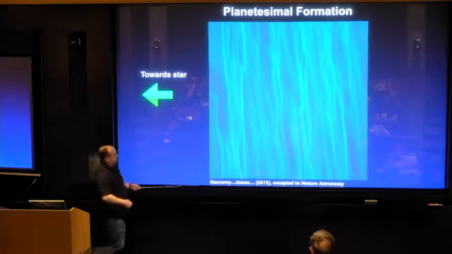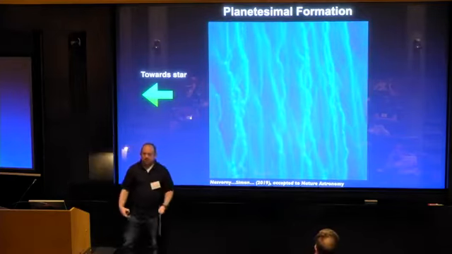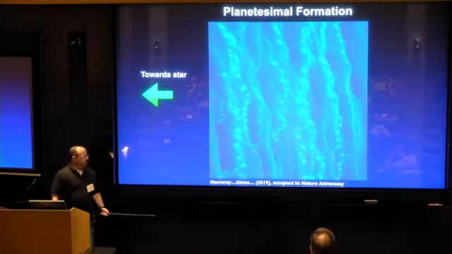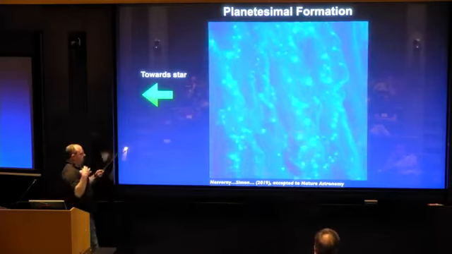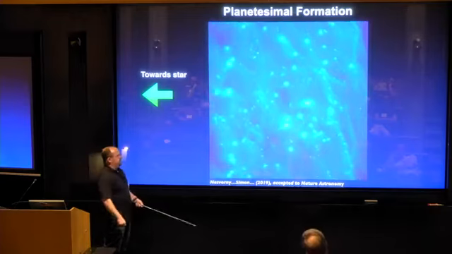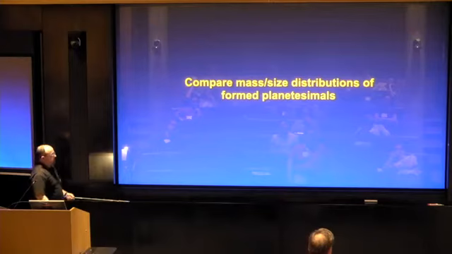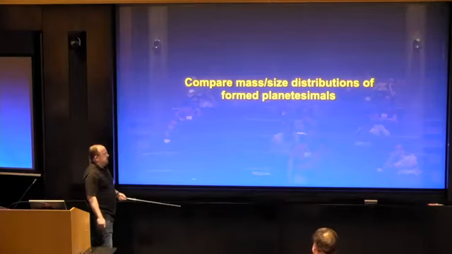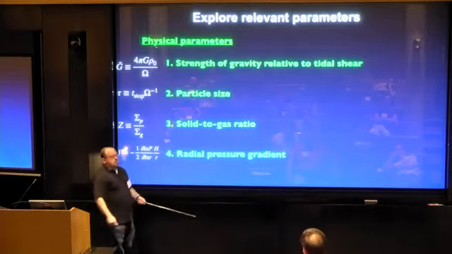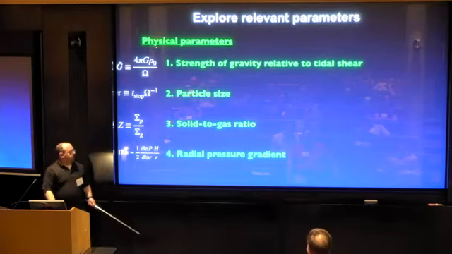So this is just to show you that we've done a number of these calculations now. We find bound objects in our code, and we analyze them. We look at their properties. And again, one of the best things to do is compare the mass and size distributions of those formed in our simulations to those in observations.